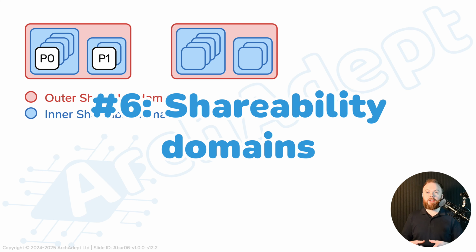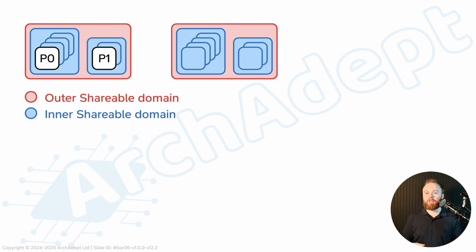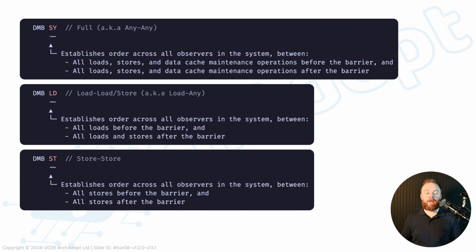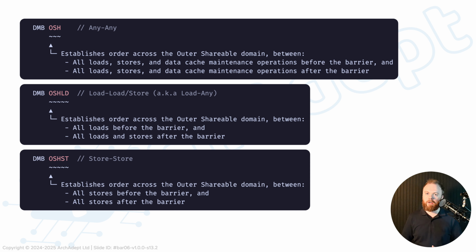If, on the other hand, P0 is one of the Linux CPUs in the left subsystem, and P1 is one of the RTOS CPUs in the same subsystem, well, now P0 and P1 are both members of a common shareability domain. Specifically, they're in the same outer shareable domain. And in that case, we can descope our barriers from the variants here that establish order across all observers in the system to these variants here, which only establish order across the subset of observers in the system that are members of the same outer shareable domain as the CPU that executes the barrier.